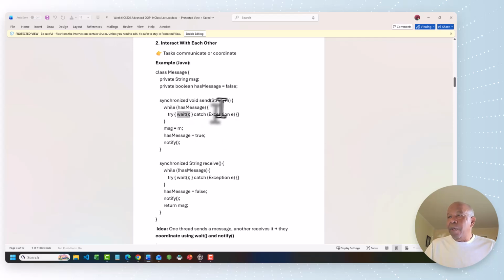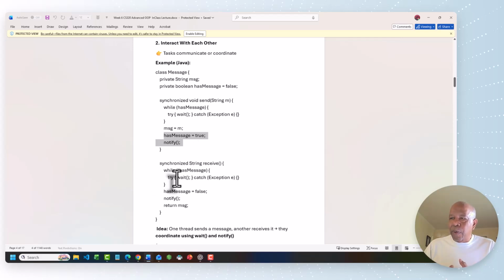When I'm doing a send, I'm waiting for a notification that says I don't have a message, so I need to send one. So I'm waiting for that. Once I get that indication that somebody wants a message, then I'll send it. I'll notify that the message has been sent.